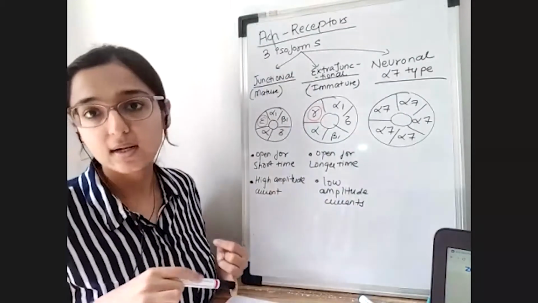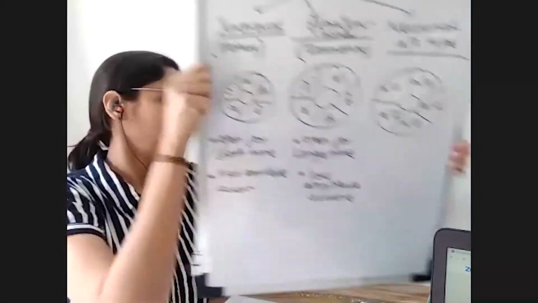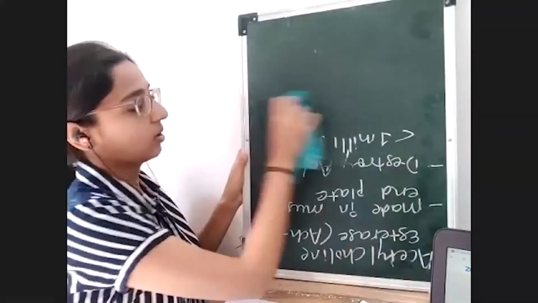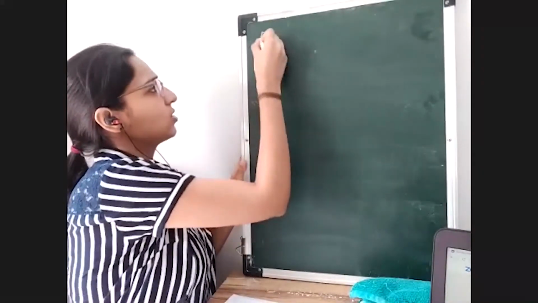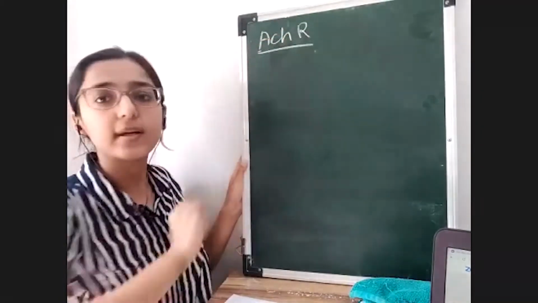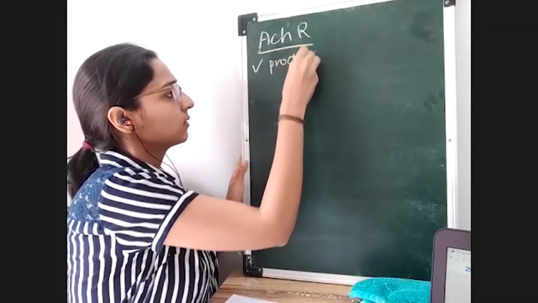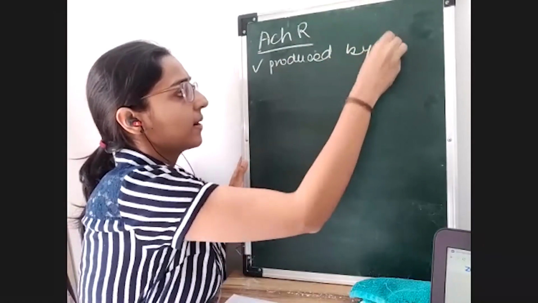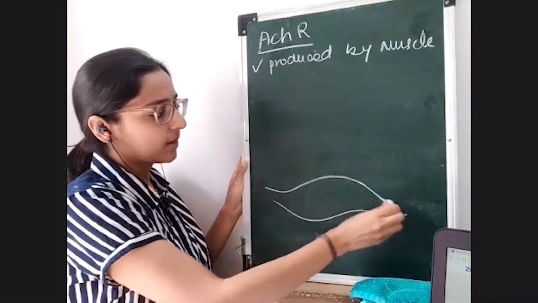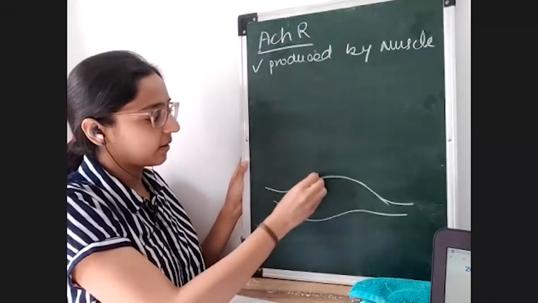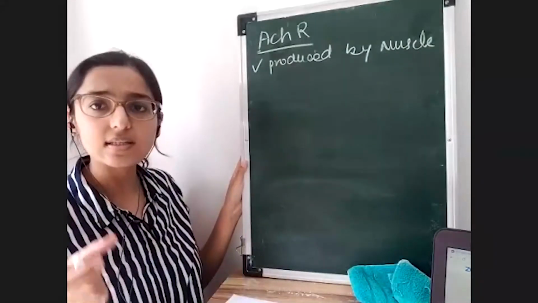Now, where is this acetylcholine receptor synthesized? We'll take it on the whiteboard. So we need to know some points about the acetylcholine receptor. I'm denoting it with the letter R. This receptor is produced by muscle. So it is within the muscle. If this is the muscle, it is produced within the muscle, and then it comes and is located at the muscle membrane. It is synthesized in the muscle.